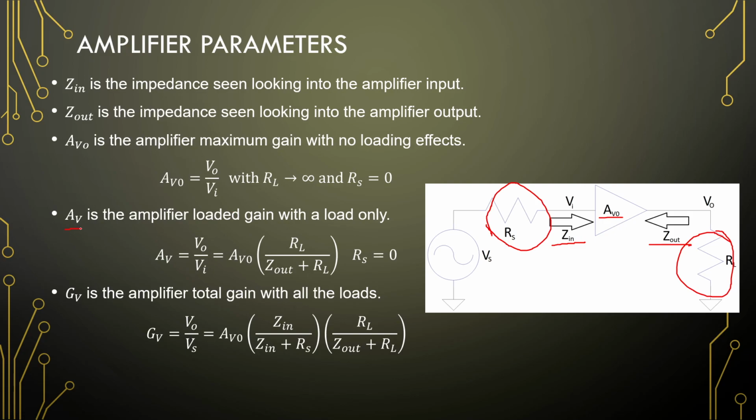The loaded gain is when the source is shorted and we actually have a load. That is the loaded gain, so the AV that you will always encounter. And then the total gain includes this source resistor right here. Right, so this first one we find purely from the small signal parameters of the amplifier, and then afterwards we add the loading effects.